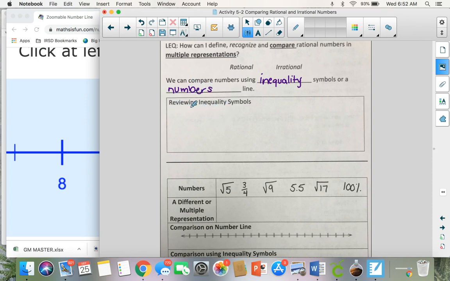When we're talking about our inequality symbols, an equal sign is not an inequality symbol, but an equal sign represents that they are equal. They have the same value. Our inequality symbols are symbols like this. Do you remember what these symbols right here, what they mean?